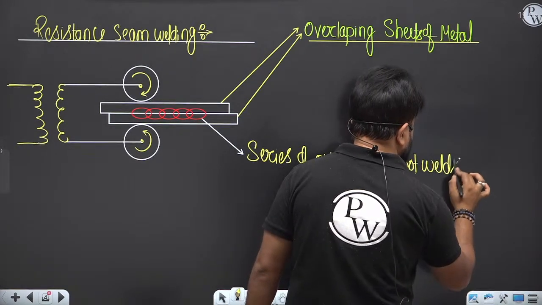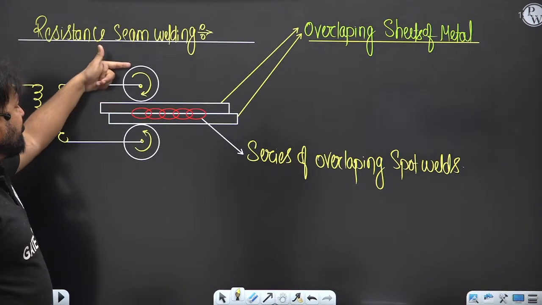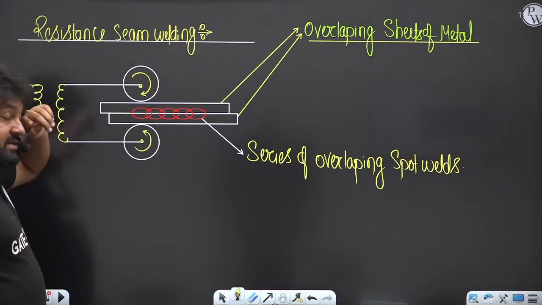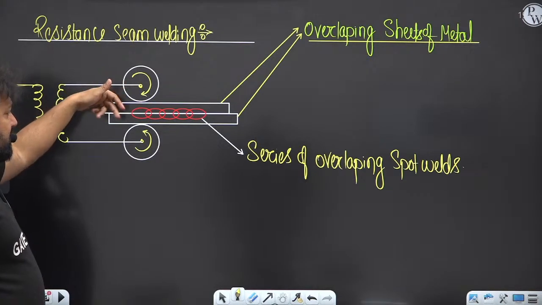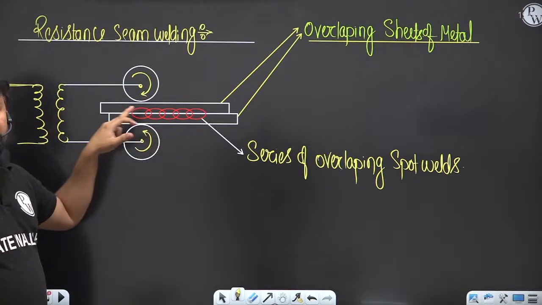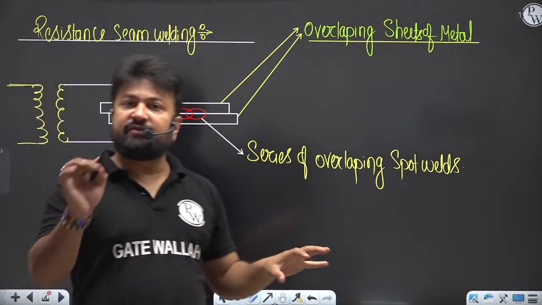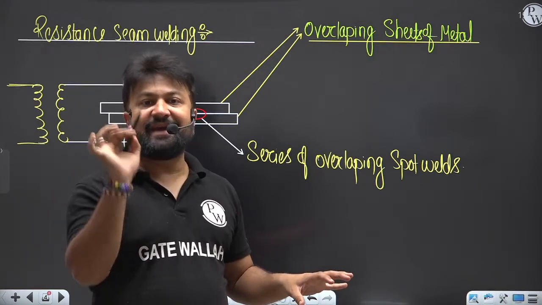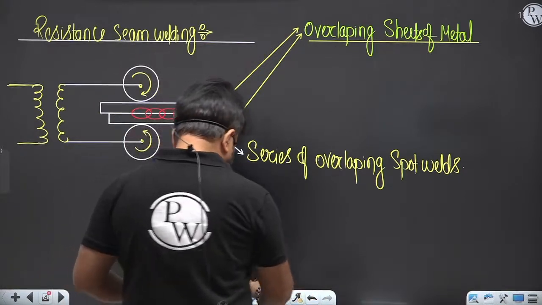So in resistance seam welding, there will be an overlapping plate and a rotating disc. Instead of an electrode, there will be a rotating disc. They apply pressure and the current passes through the rotating disc and plate, and a series of overlapping spots is produced. Here the equipment is the same as for spot welding, except that the electrodes are rotating discs.